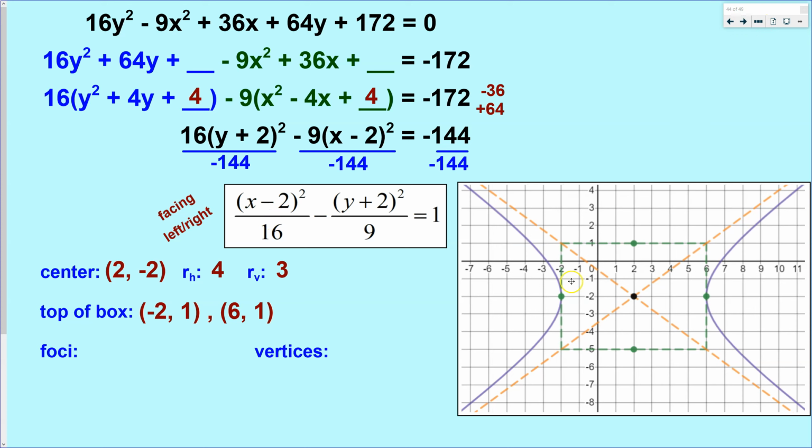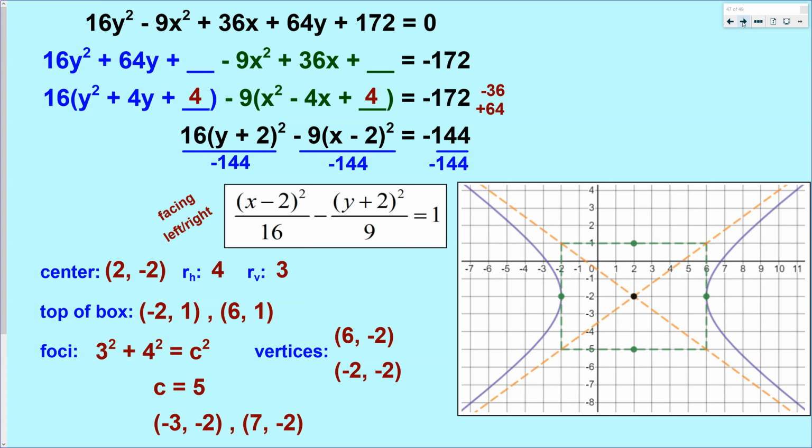So now I can name the vertices. I'm positive that this one and this one are my vertices. And then calculate foci. So we take our horizontal radius and our vertical radius, square each, add them together. That ends up being a perfect whole number this time. So at -3, -2, or a distance of 5 from center. That's the easiest way to think about it.